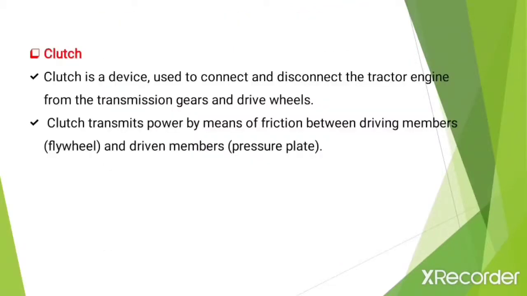Now let's know about the clutch. What is meant by clutch? Clutch is a device used to connect and disconnect the tractor engine from the transmission gears and drive wheels. The clutch transmits the power by means of friction between the driving member, that is the flywheel, and the driven member, that is the pressure plate.